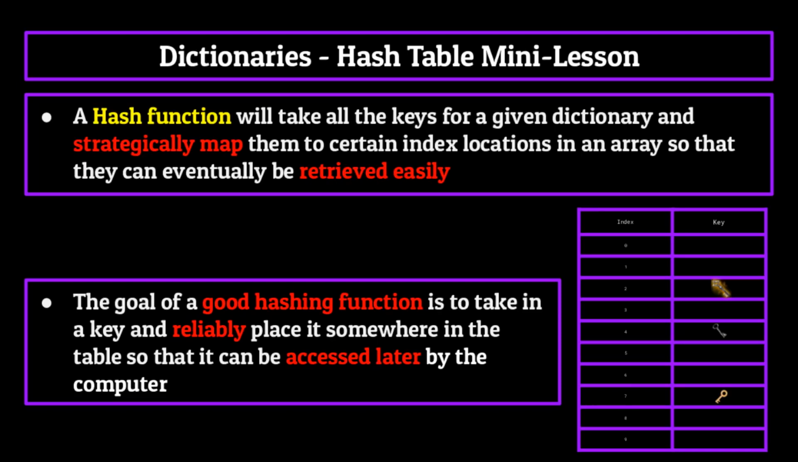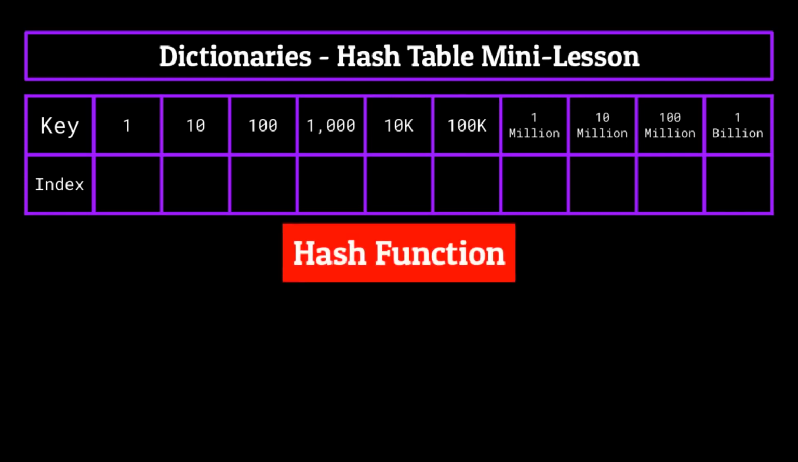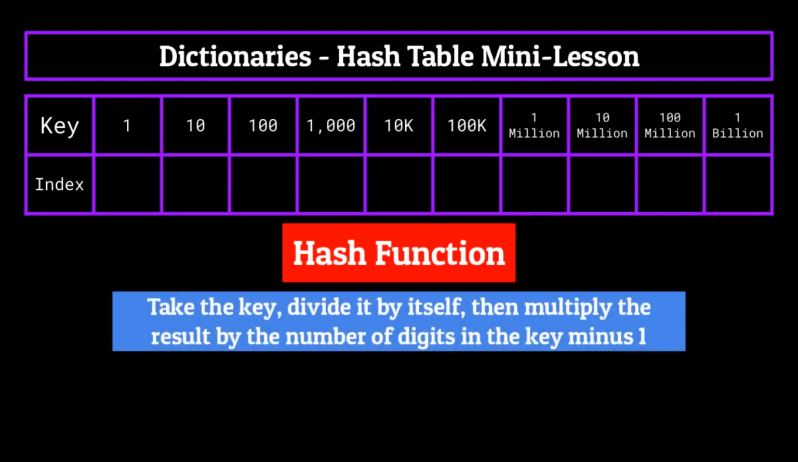So, with that being said, let's just jump into an example, because I know a lot of you might be confused. Let's say we have our dictionary, which contains keys in the form of integers from 1 to a billion by a factor of 10. So the keys are 1, 10, 100, 1000, 10,000, 100,000, and so on. A good hash function for this dataset would be to take the key, divide it by itself, and then multiply the result by the number of digits in the key minus 1.